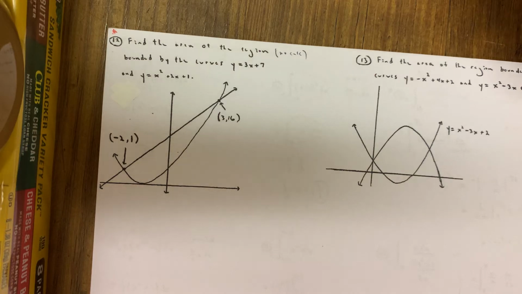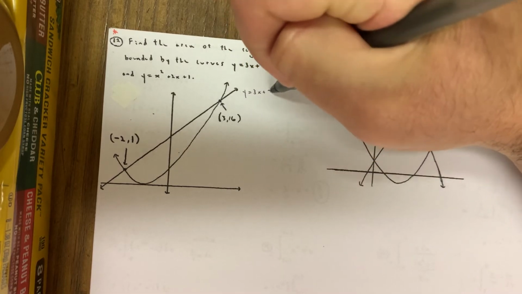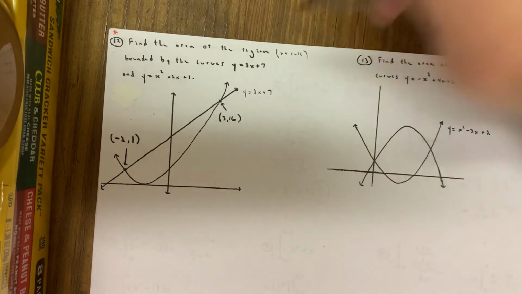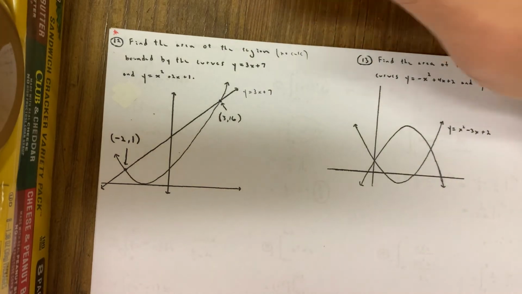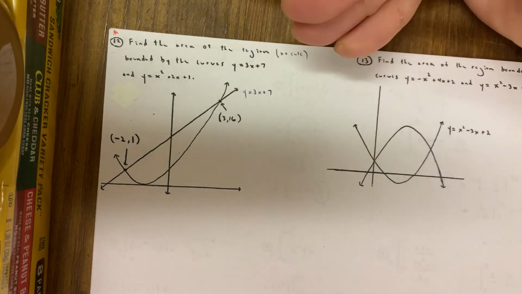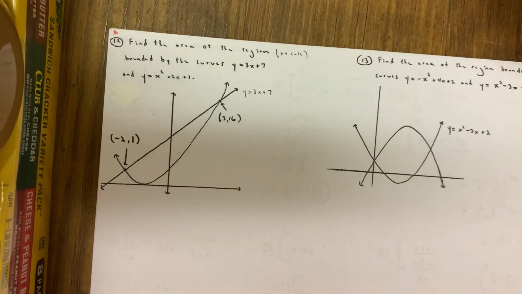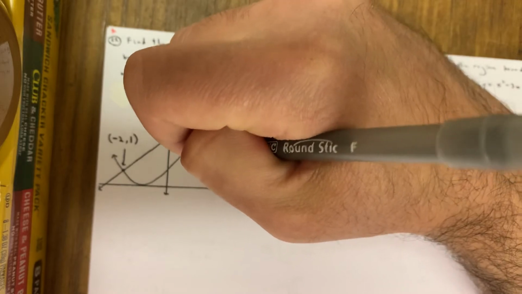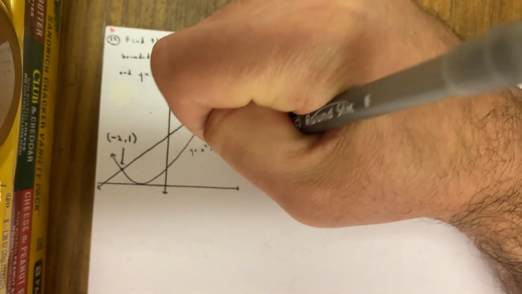Some people might be like, well, with no calculator, how do I know which curve is which? You can see that y equals 3x plus 7 is going to be the linear. You can call a straight line a curve, it just has zero concavity, which means the second derivative is equal to 0. And then you know that this guy's got to be the quadratic, x squared plus 2x plus 1.